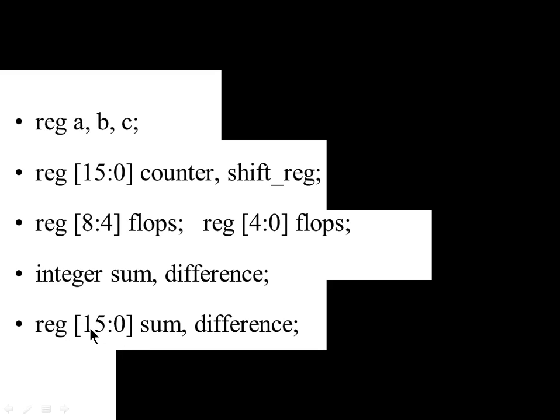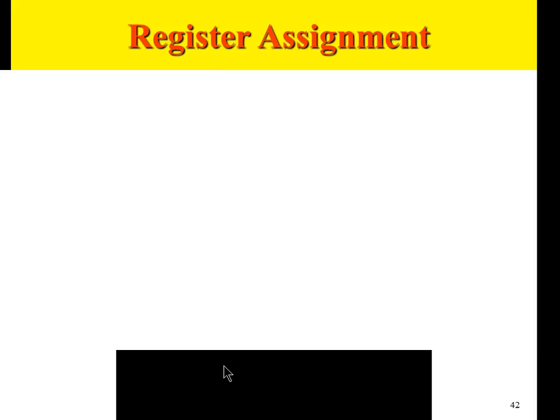We do this only because we don't intend to save beyond a certain number. So 16 bits is what? 64K, 65K, right? So I don't intend to go beyond that, so I will save the other 16 bits. In that case, we cannot call it an integer. We have to call it a reg 15 down to 0, sum comma difference. So those are some other examples of how registers can be declared.